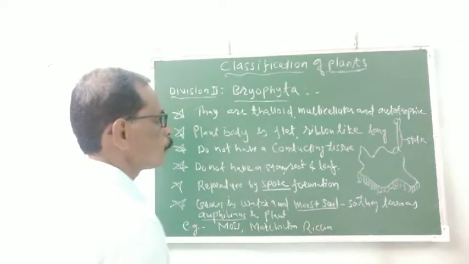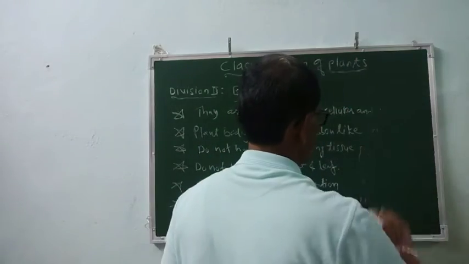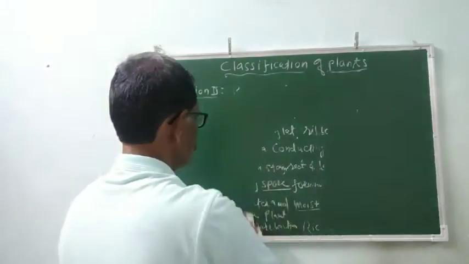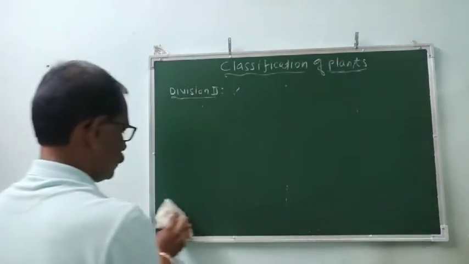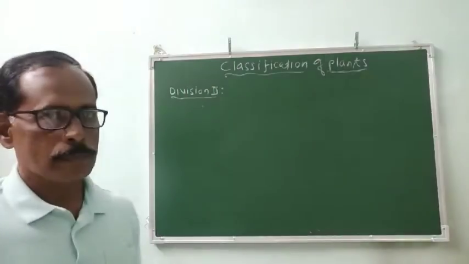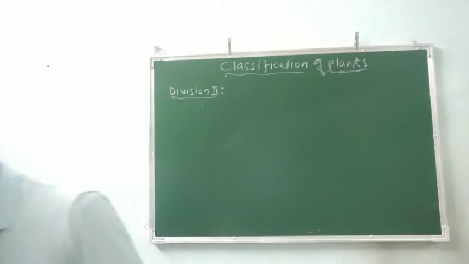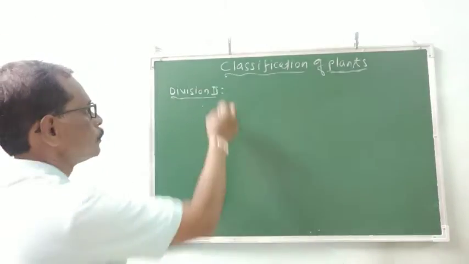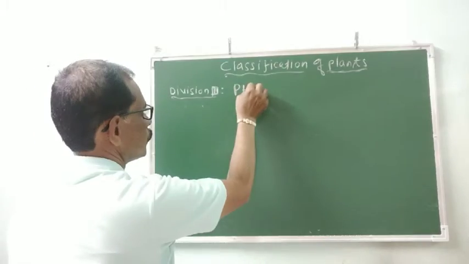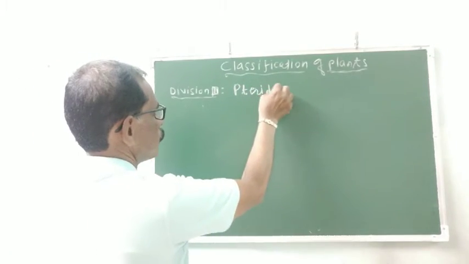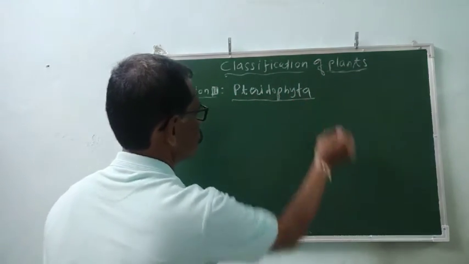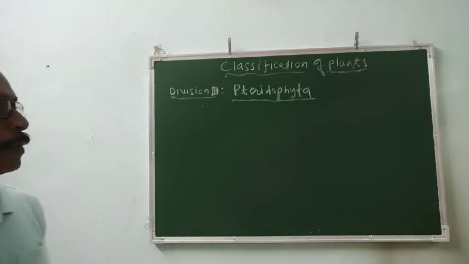Next division is Pteridophyta. Division third, Pteridophyta. Pteridophyta is the third division of the Cryptogams plants.